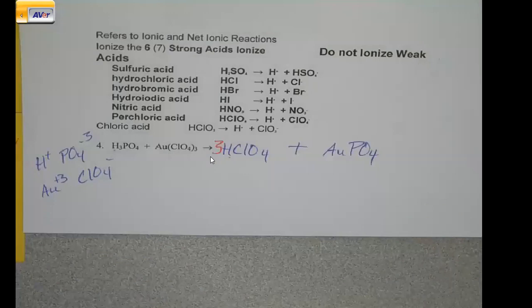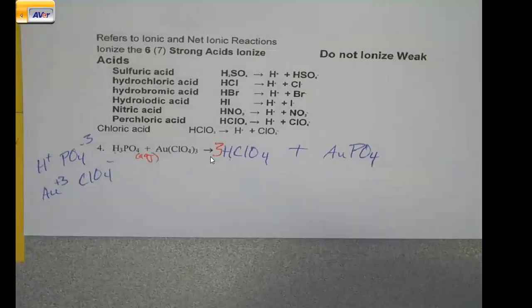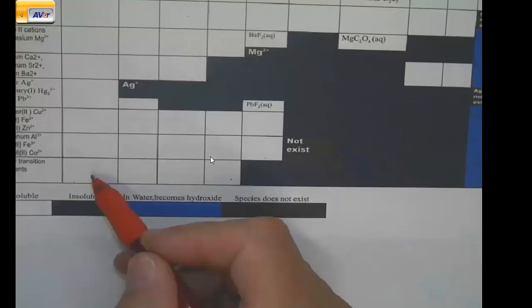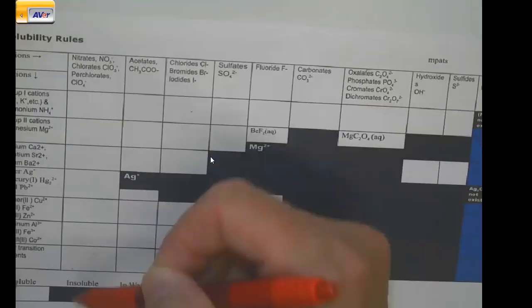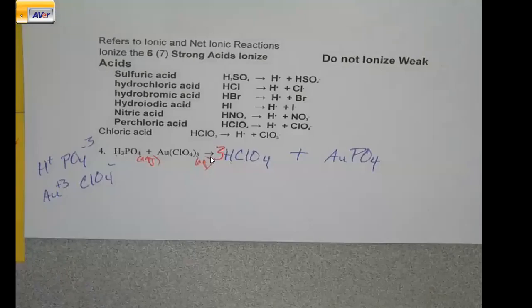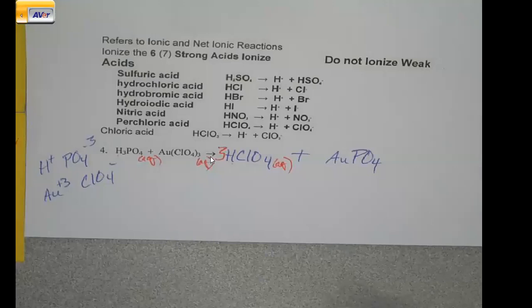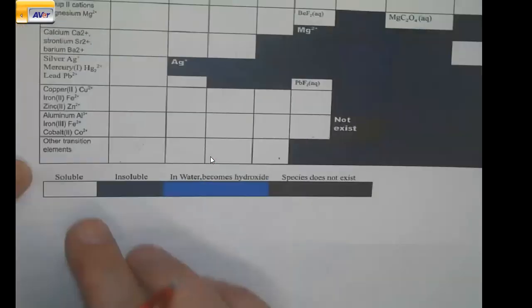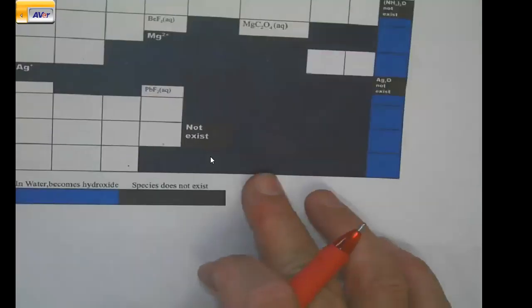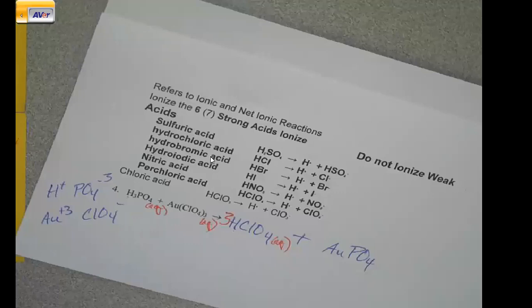Now we need to write, well, this is aqueous since it's an acid. And the Au is other transition elements. Everything with ClO4 is soluble, so this is also aqueous. And then the HClO4 is an acid, so that's aqueous. And then the AuPO4. We have other transition elements, we're in this bottom row, and the PO4 is over here. So right there. Is that soluble or insoluble? Insoluble. Good. So that one's a solid. So we're not going to break that up.